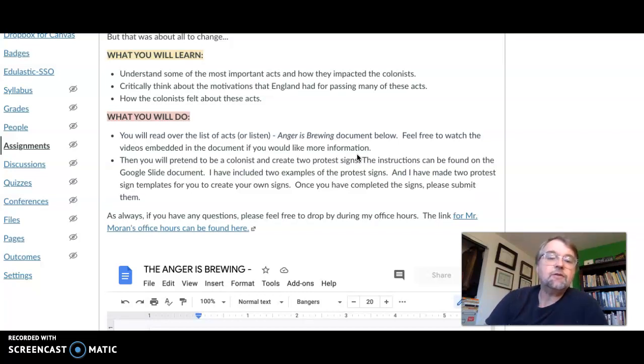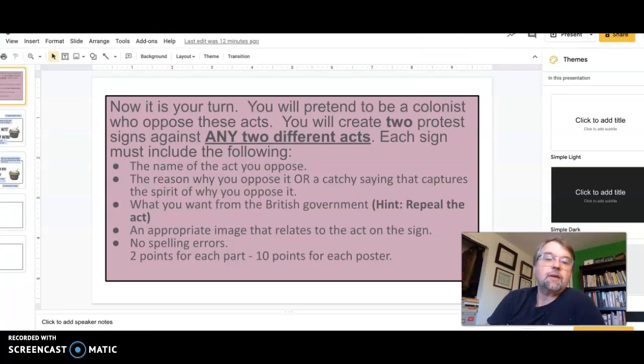Then you will pretend to be a colonist and create your own protest, create 2 protest signs. The instructions can be found on the Google Slide document that will be down below. I have included 2 examples of these protest signs, and I've made 2 protest sign templates for you to create your own signs. These are just blank ones. It'll say template number 1, template number 2. Once you've completed the signs, then you can submit your assignment. So it's going to look something like this.